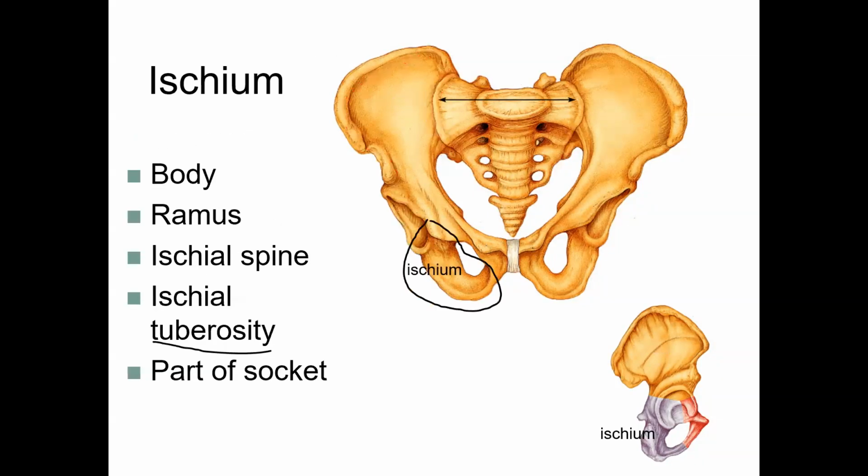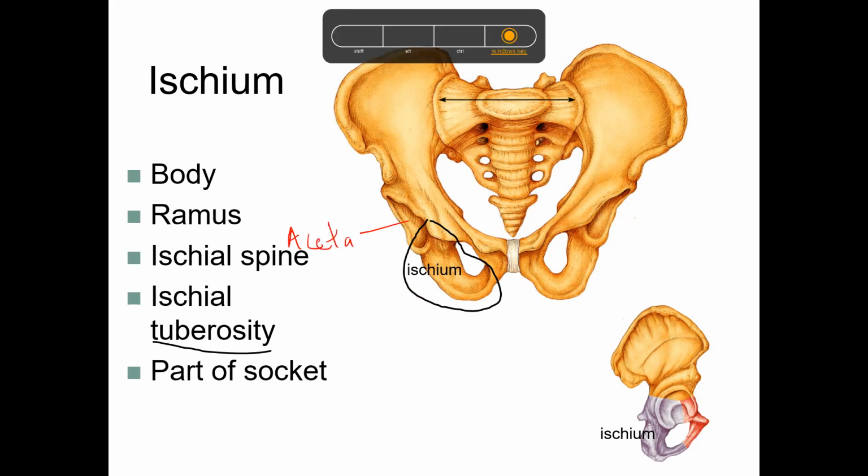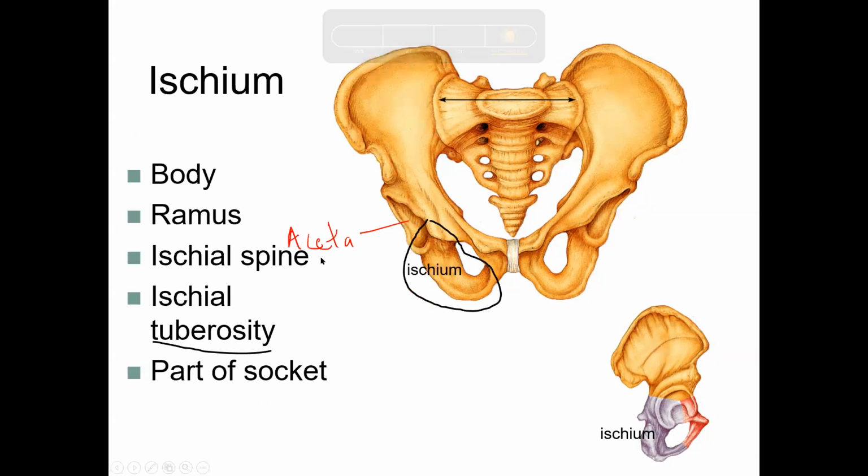Now, below the ilium, you would have the ischium. You can see here that the ischium is below the acetabulum. So don't forget, this is the acetabulum. So the ischium is basically the posterior aspect of your hip joint, of your hip, I should say, right? It mentions here that the ischium has a body, a ramus, an ischial spine, and a tuberosity.